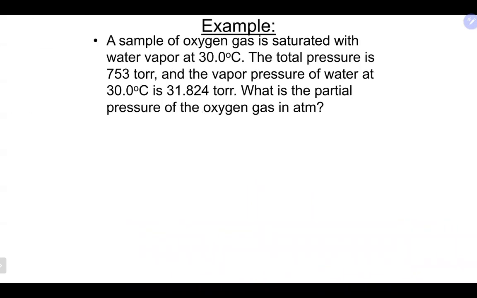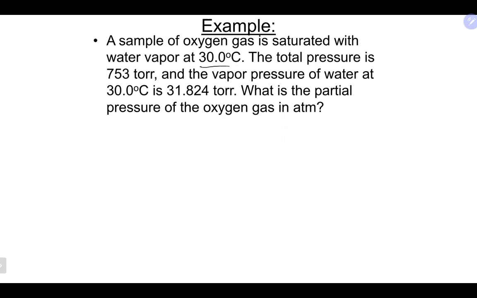So in this situation, like we just did there, if a sample of oxygen gas is saturated with water vapor at 30 degrees Celsius, the total pressure is 753 torr, and the vapor pressure of water at 30 degrees Celsius is 31.824 torr. What is the partial pressure of oxygen? So what this problem is describing is basically the picture we just talked about where we collected the water.